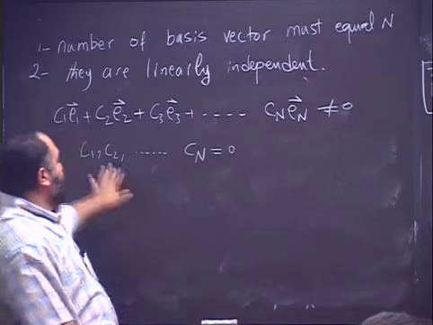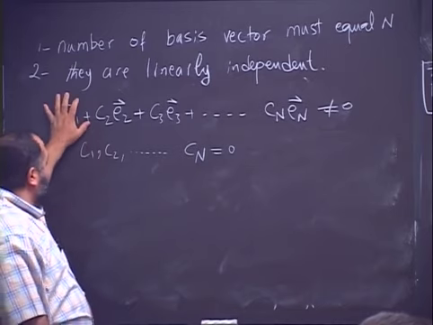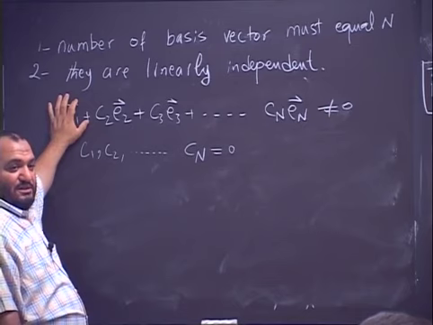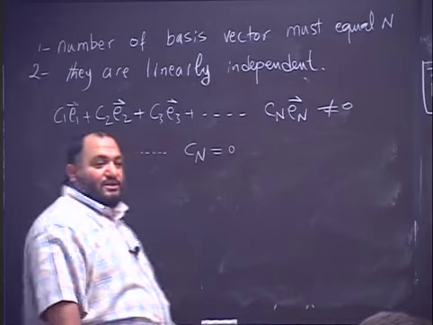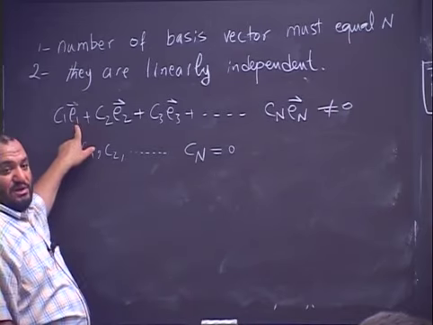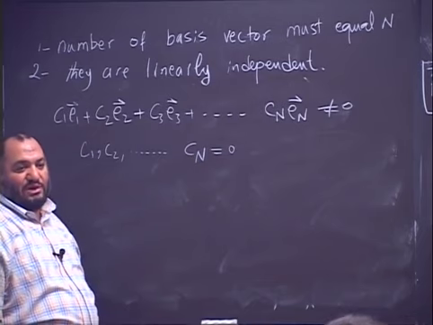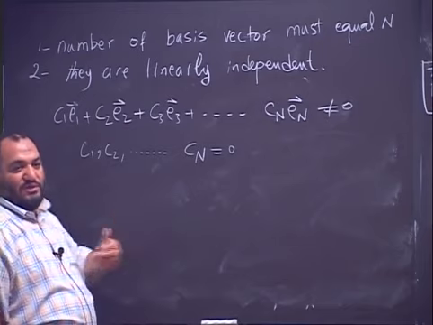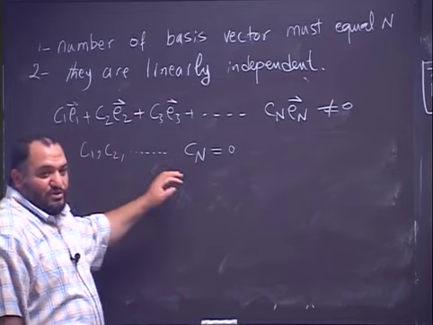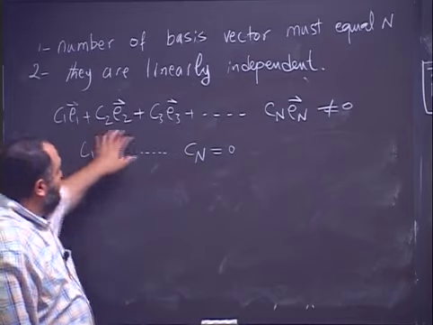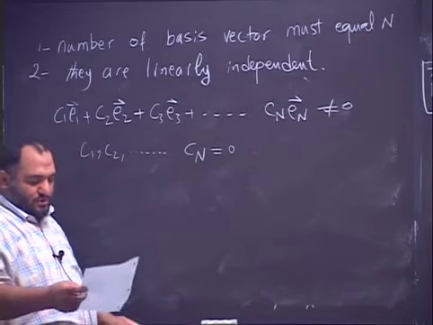Why does the summation matter? Because if this summation is equal to 0 with non-zero coefficients, you can retain C1 E1 on the left-hand side, then bring all the other terms to the right-hand side, and then you will represent E1 as a linear combination of the rest of the E vectors. So they will not be linearly independent in this case. E1 will depend on the rest of the E's. So in order to make them linearly independent, you have to fulfill those two conditions.